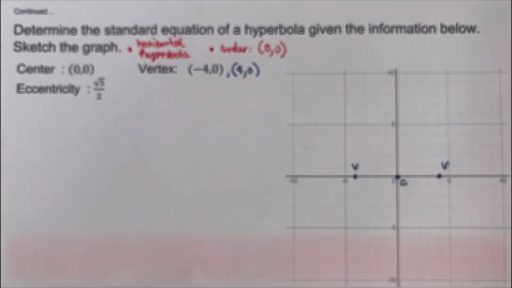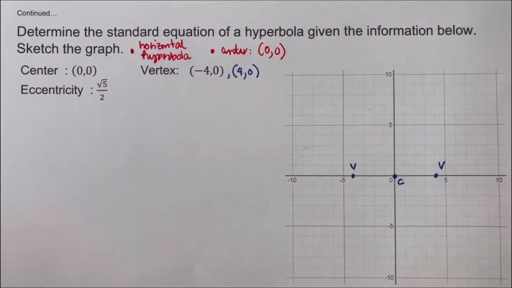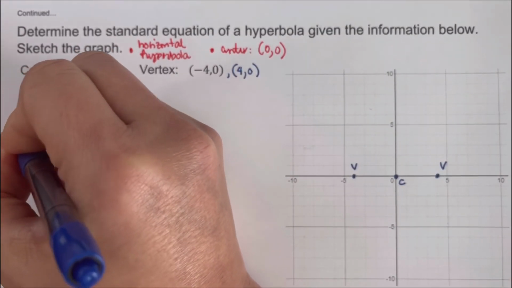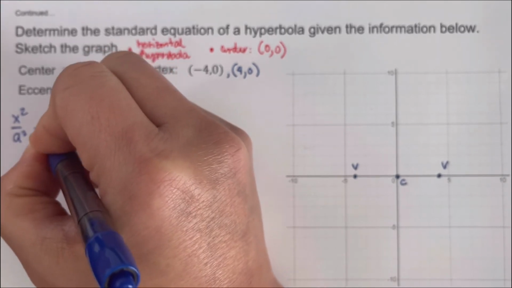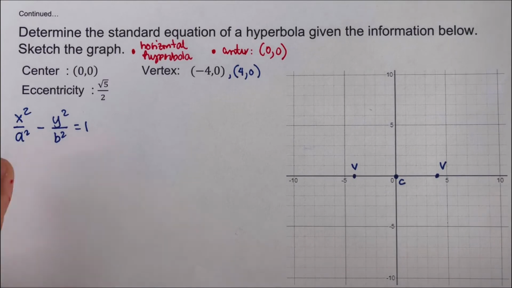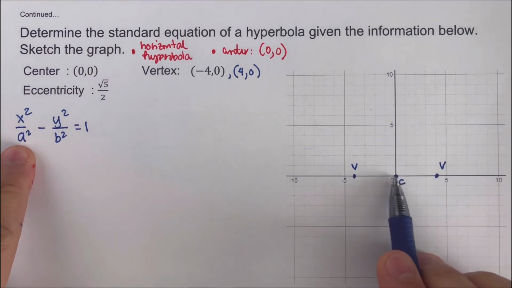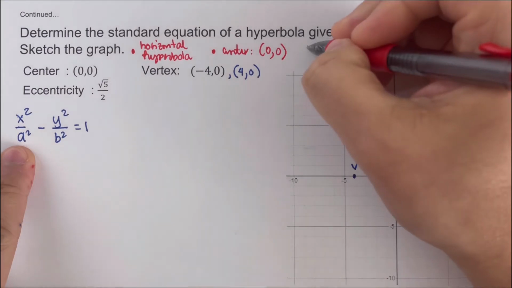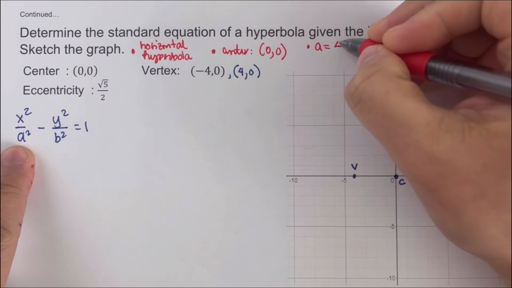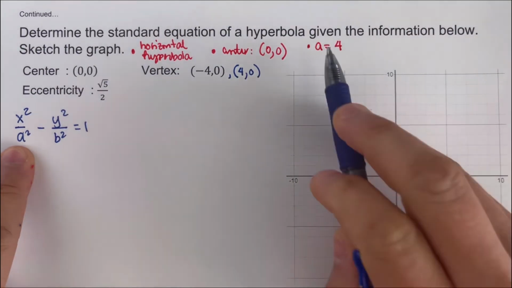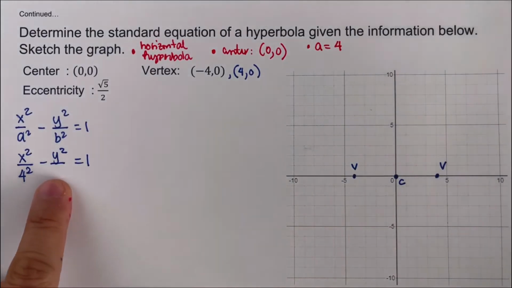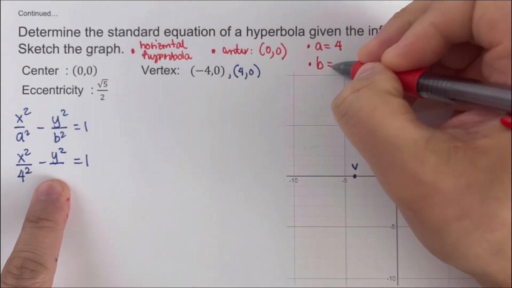Since this is an example of a horizontal hyperbola, the general equation of a horizontal hyperbola is x squared over a squared minus y squared over b squared equals 1. Now we remember that the value of a is the distance from the center to the vertex. So in this problem, our a is, we just counted, 1, 2, 3, 4. Our a is 4. So we go ahead and plug that value of a up here.